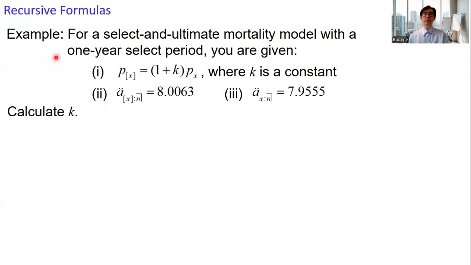For a select and ultimate mortality model with a 1-year select period, you are given that the 1-year survival probability for a select life, that is p_[x], equals 1 plus k times the 1-year survival probability for non-select life p_x. And then ä_[x]:n for select life is 8.0063. The corresponding present value for non-select life is 7.9555. Calculate the value of k.